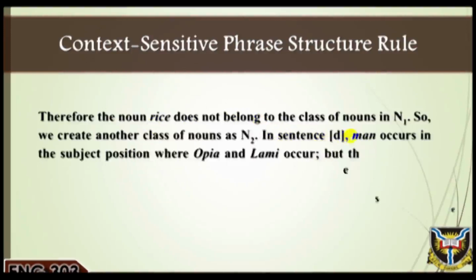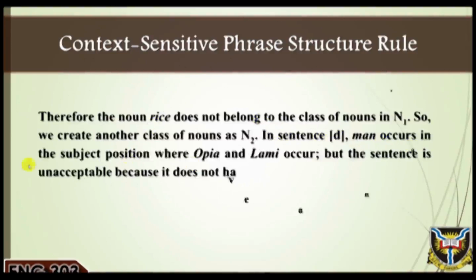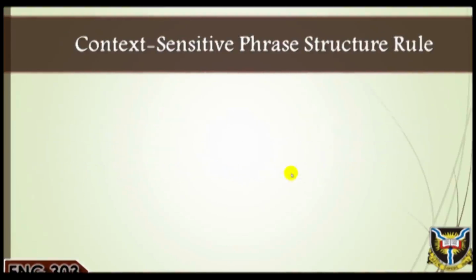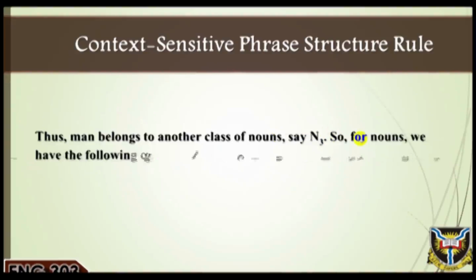In sentence D, man occurs in the subject position where Opia and Lami occur. But the sentence is unacceptable because it does not have an article. Thus, man belongs to another class of nouns, say N3. So for nouns, we have the following classification.